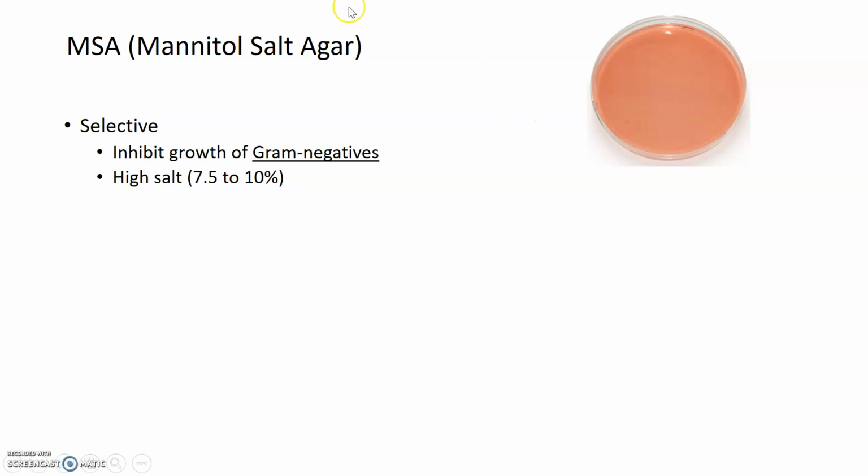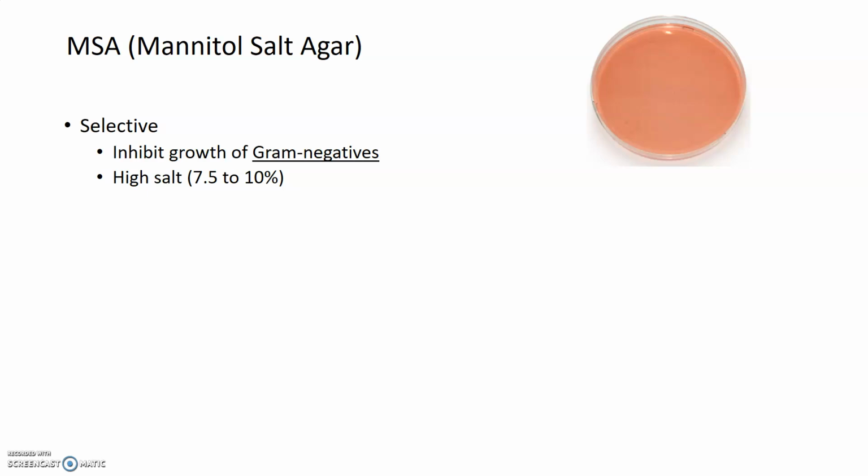The next type of media that's both selective and differential that I'm going to talk about is Mannitol salt agar, or MSA. And unlike MacConkey and EMB, MSA inhibits the growth of gram-negative bacteria and selects for gram-positives. And it does this by containing a very high amount of salt, or NaCl, 7.5 to 10%, which is a pretty high concentration of salt, and will inhibit growth of gram-negatives and not gram-positives.